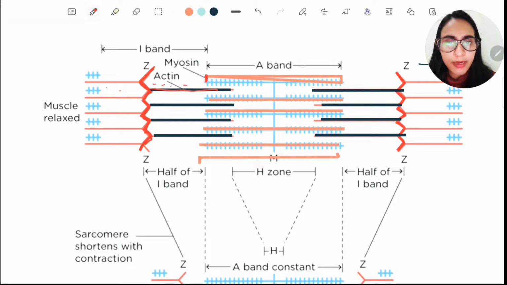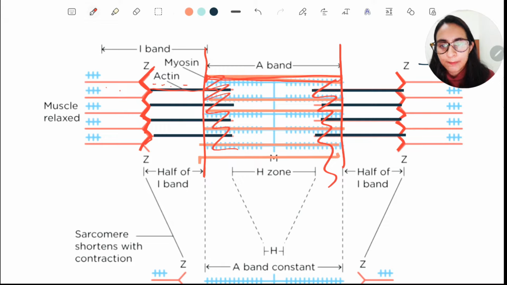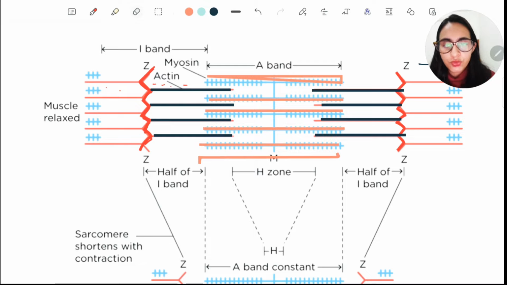The A band is the entire length of the thick filament, and in between this A band there are also thin filaments present. So the A band constitutes thin filaments as well as thick filaments. We also have an H zone that is present at the center of the A band, and at the center of the H zone we have an M line, which is the middle of the thick filaments. There is also a pseudo H zone that is seen on either side during muscle contraction.